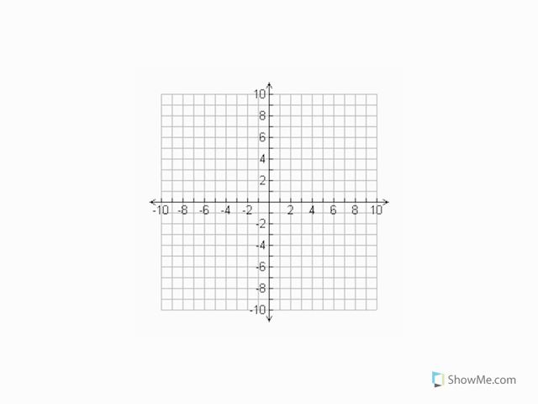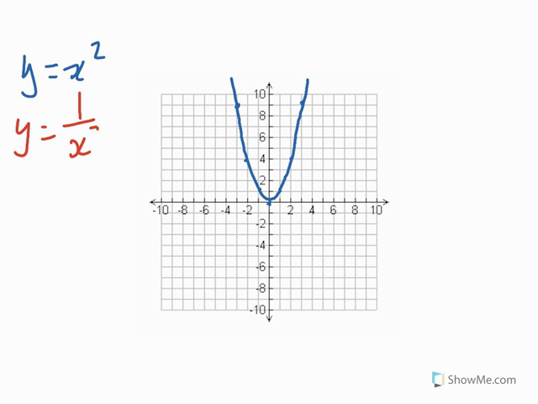So x squared: 1 squared is 1, 2 squared is 4, 3 squared is 9, 0 squared is 0. So we get what we already know and recognise as a parabola. And so there it is there. So that's y equals x squared. Okay, the one we're going to be drawing now is y equals 1 on x squared.